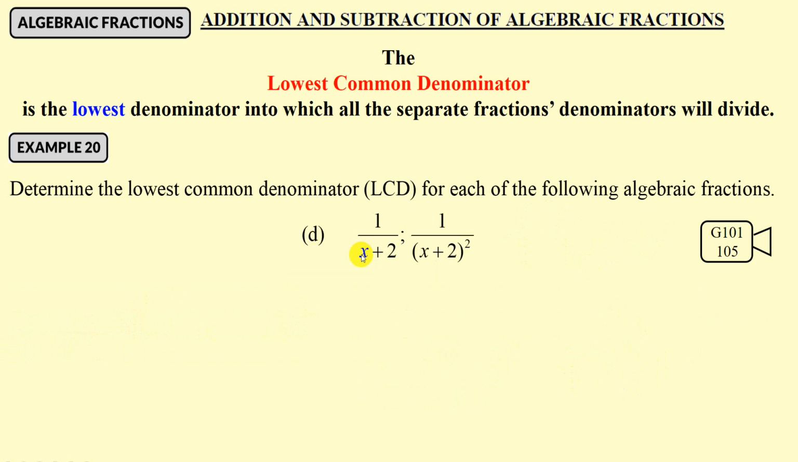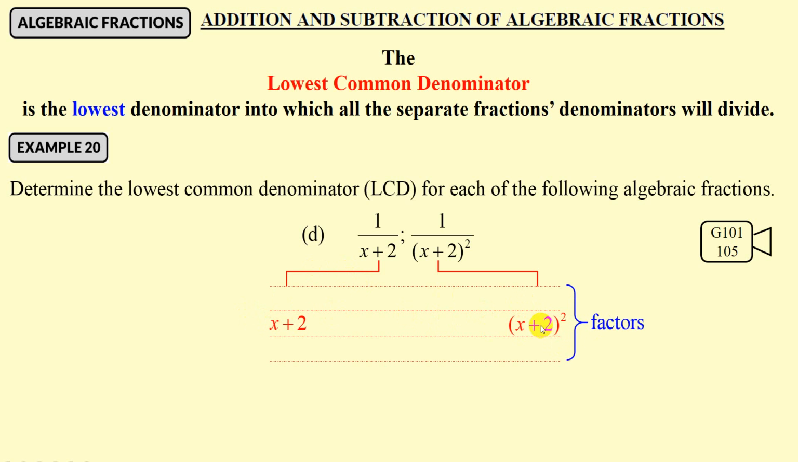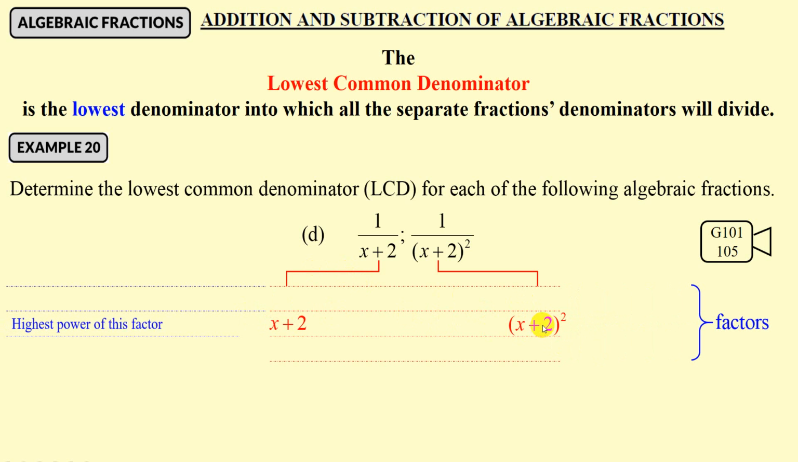D. So now x plus 2 is a factor, and that's x plus 2 squared. So that also goes in the same row as that, because they're both x plus 2 factors. No number. Highest power of this factor? Well, clearly x plus 2 squared. And therefore your lowest common denominator is x plus 2 squared.